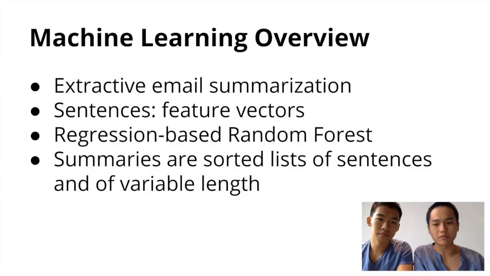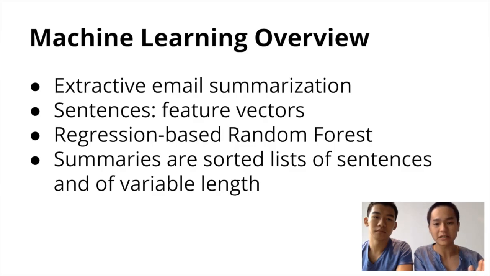With regards to summarization, we do extractive summarization. There are two kinds of summarization: abstractive and extractive. Abstractive is generally much more difficult, where the algorithm tries to learn what the email means and then summarizes the meaning of the email. However, for extractive, the algorithm determines which are the most important words, or in our case, the most important sentences, and picks out those sentences to represent the meaning of the email.